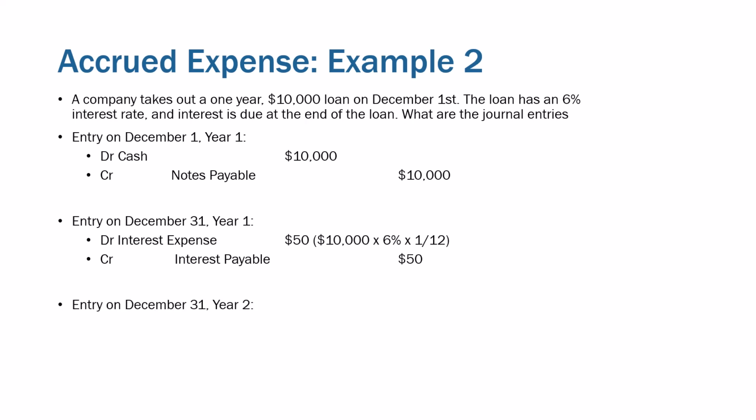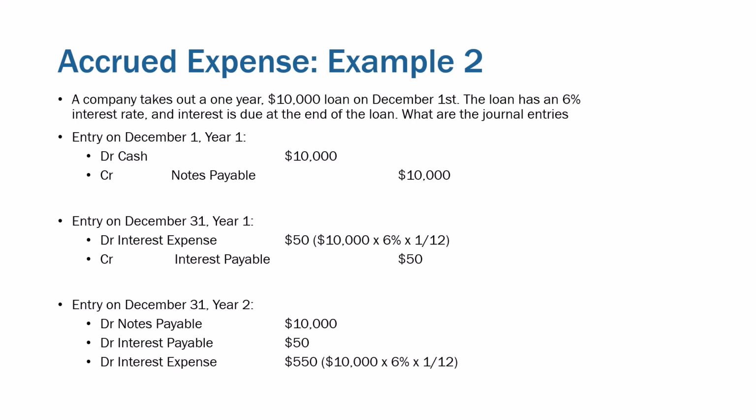Now we get to, and that should actually say December 1st right there, but December 1st of year 2, and we're going to get rid of those notes payable. We are going to get rid of the interest payable. Okay, so we're going to satisfy everything. And now we have the remaining interest. 10,000 times 6%. That one should say 11/12 right there. Sorry about that. But should say 11/12 right there.